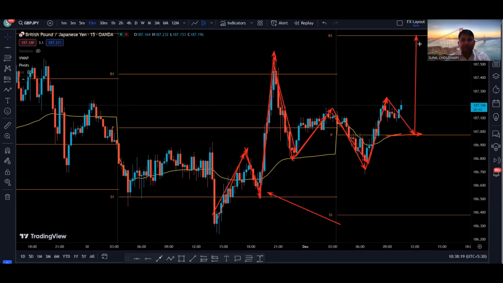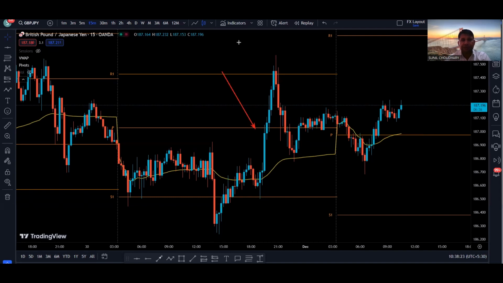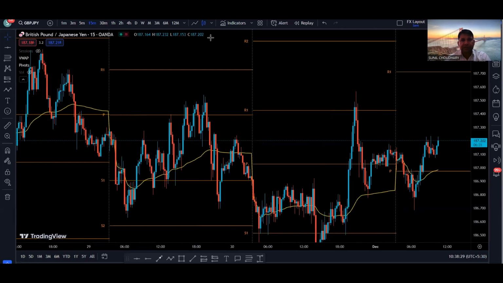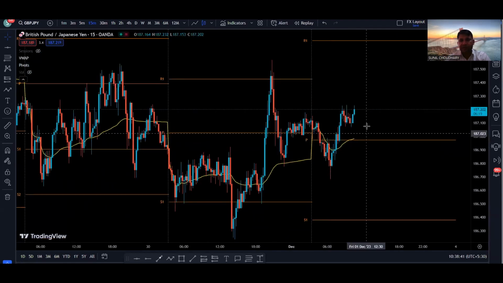And let's also see what we have on the left hand side. Is it aligning with the resistance or not? We can see that this pivot line is perfectly aligning with this resistance. So this is going to be a strong resistance. That is something to the upside if we hold this pivot and VWAP.